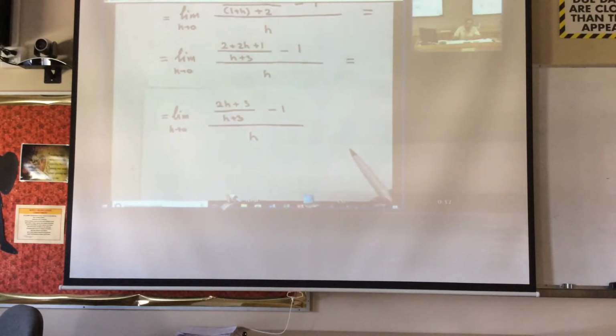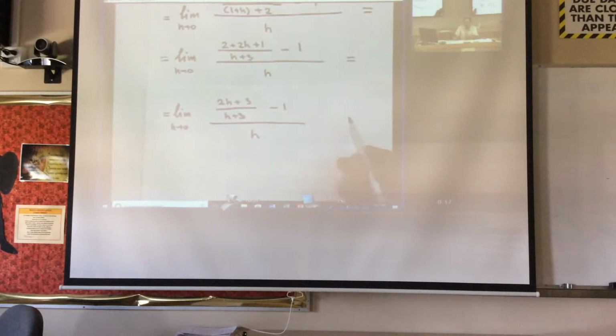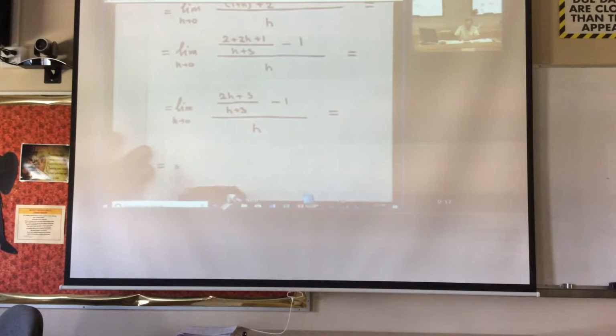No. You can cancel factors, right? Not terms like this. So what I have to do now, this is my complex fraction, right? Let's do it step by step. And I think I mentioned this before.